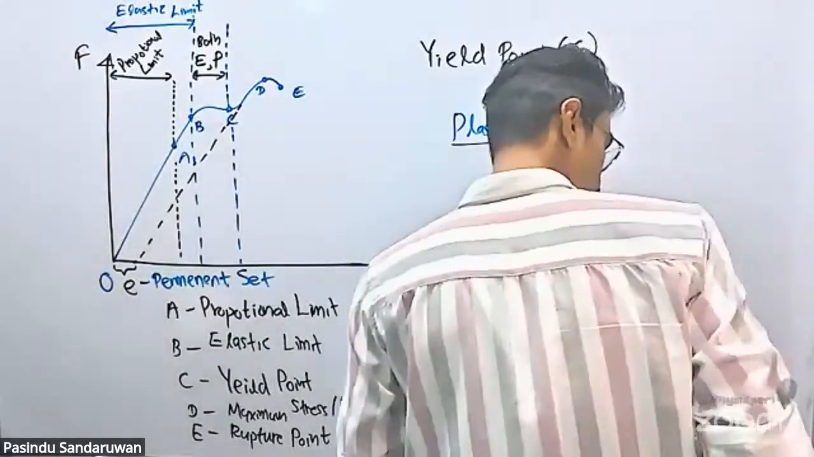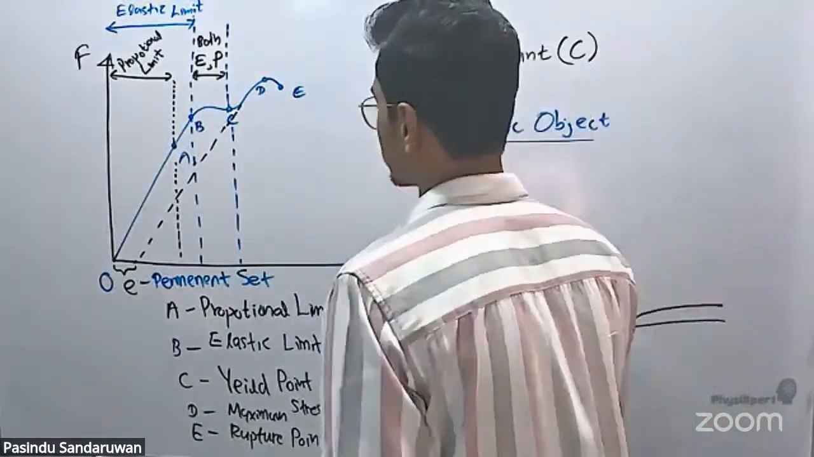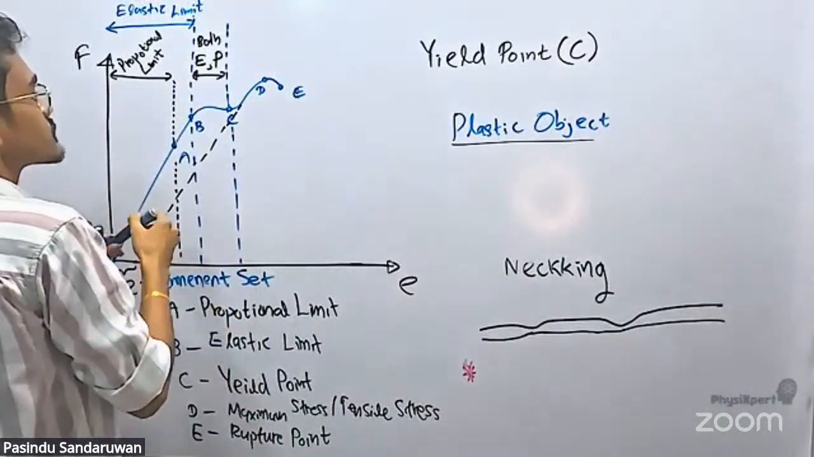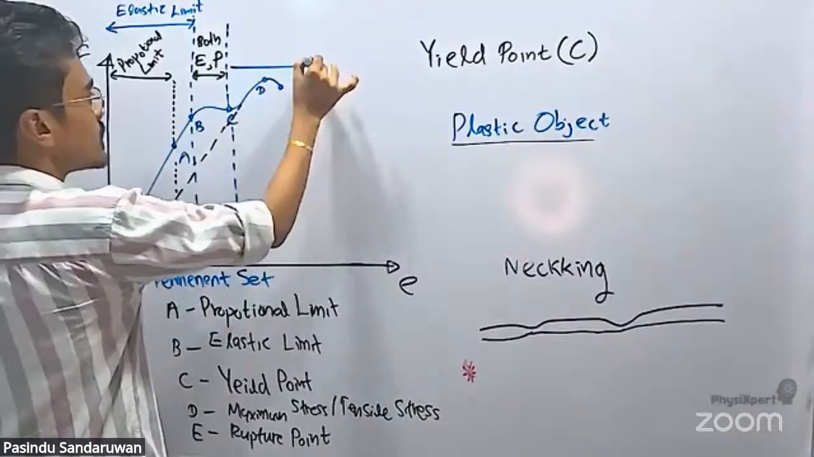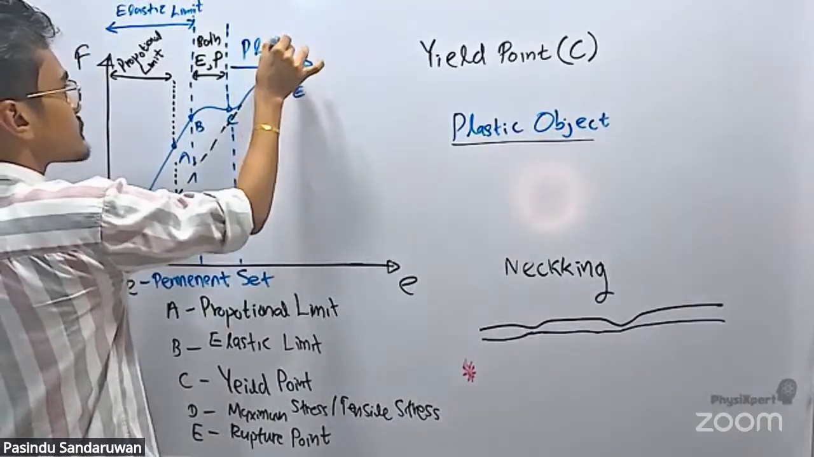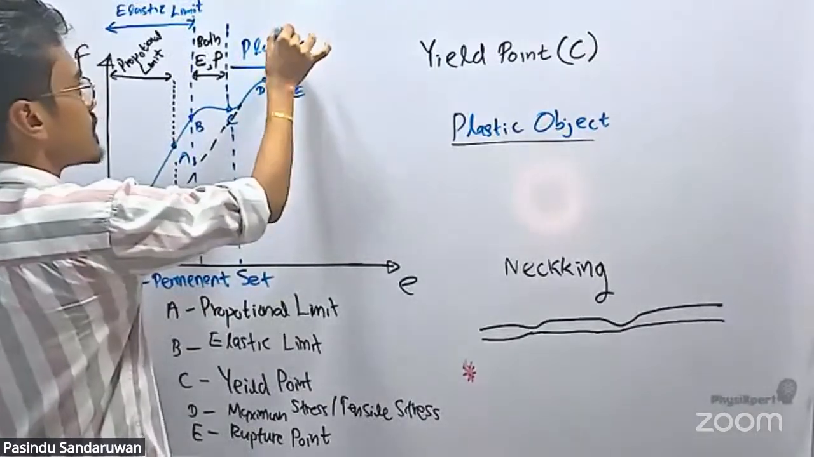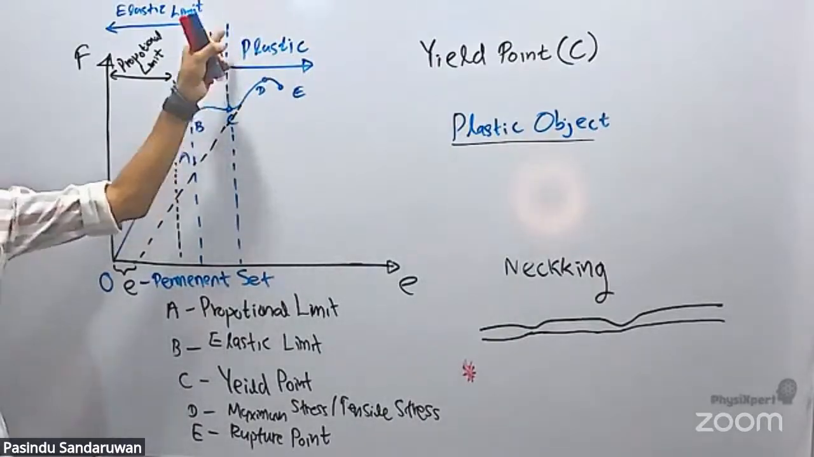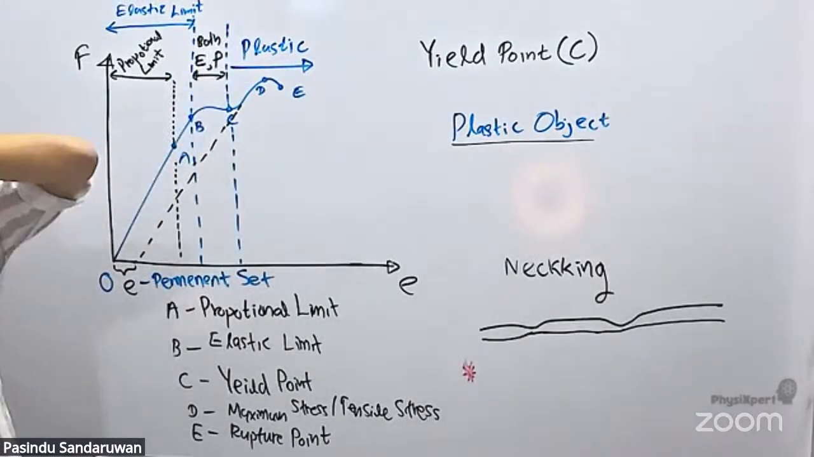Right? Now, beyond the yield point, this is completely plastic, which means, see, after this point, this object is completely plastic. It won't come back. Completely plastic. Take it down, in the sense, mark it on the graph itself, like this.